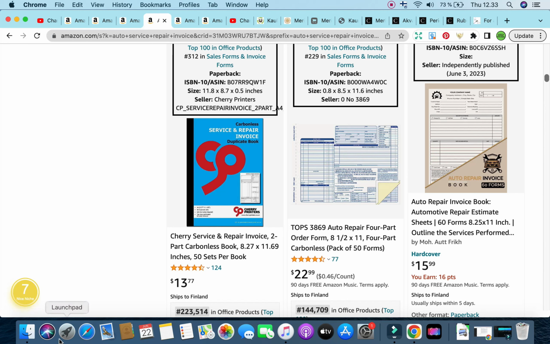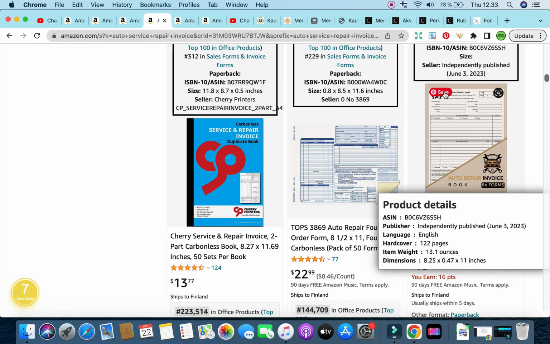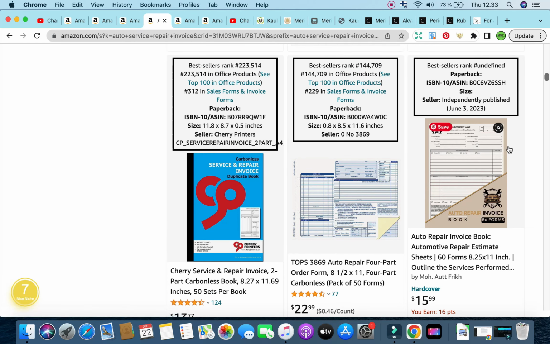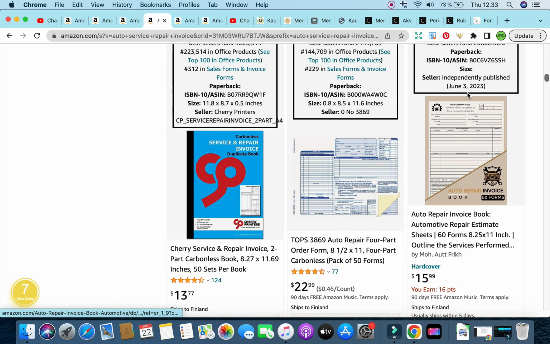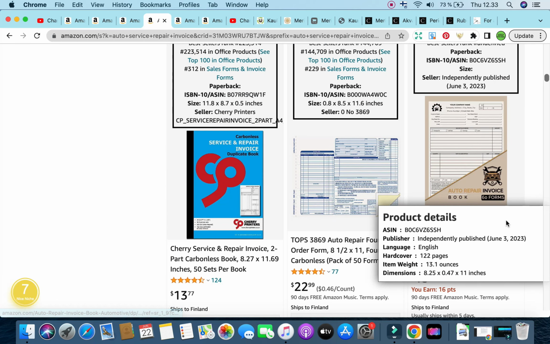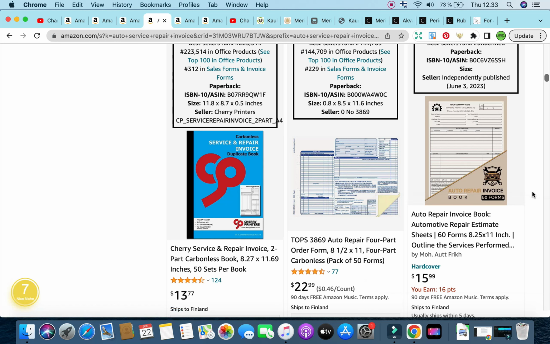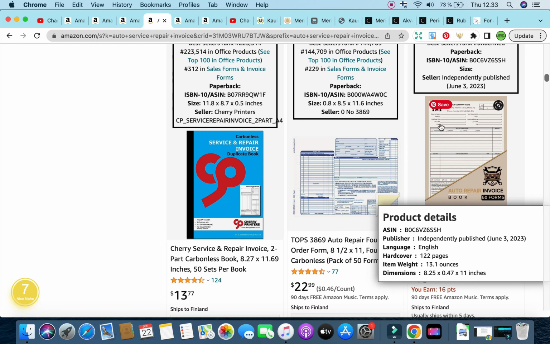One thing that I like is this one, for example. They have made this beautiful. This is independently published, which is great to see. Also recently published in 2023, on June the 3rd. So it has not yet been able to get sales and stuff as far as I know. But I just love the cover. Really clear, very professional, and it looks like more of an envelope, like a 3D effect of a large envelope with the actual paper placed inside, and it says auto repair invoice.